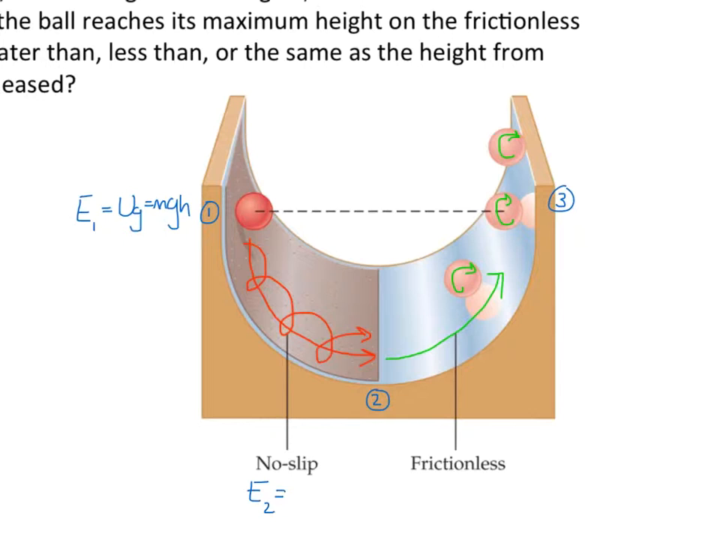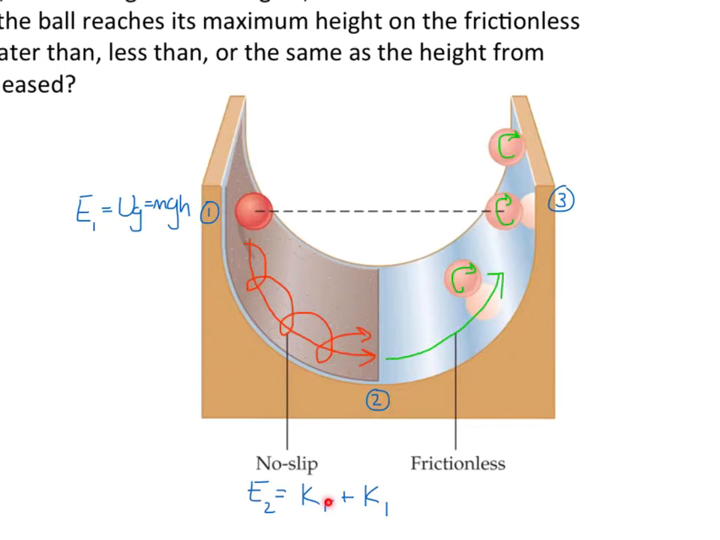Energy at point 2. Well, it has rotational kinetic energy, and it has linear kinetic energy. And we know that's 1/2 mv squared, and that's 1/2 I omega squared. Okay?